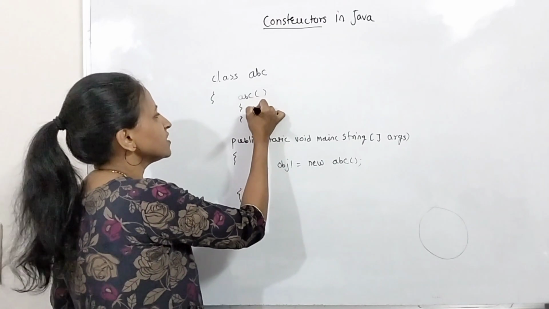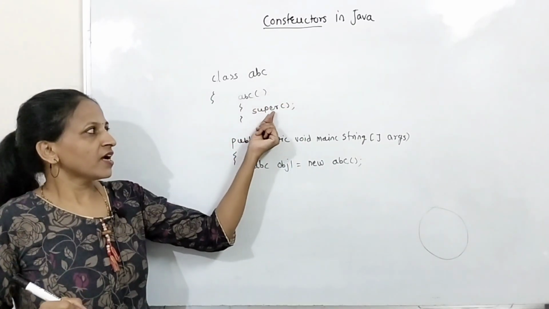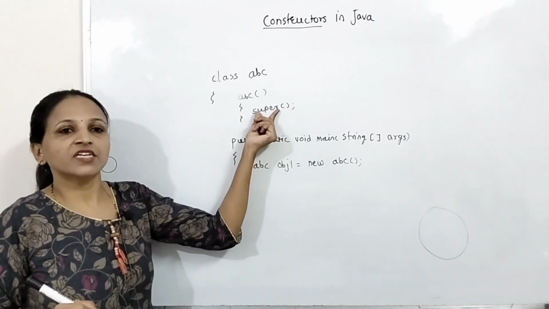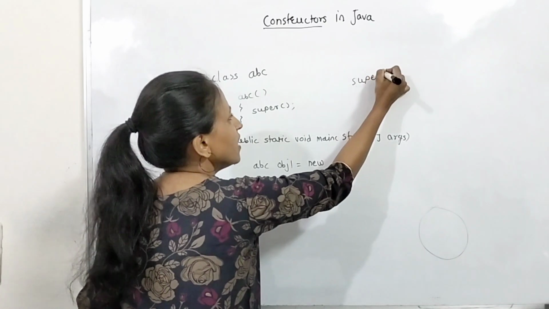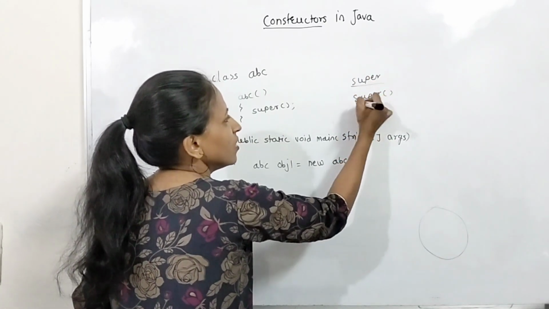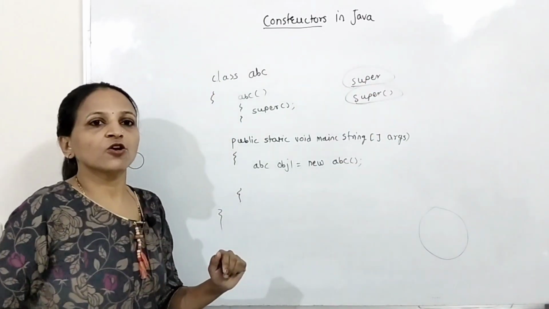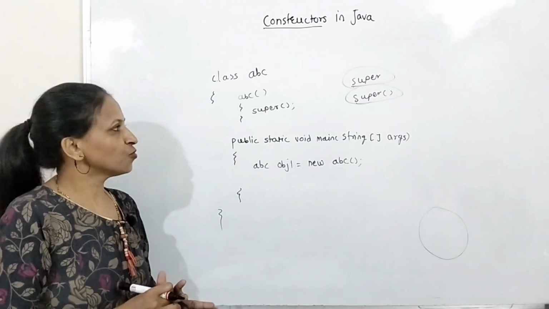And there is one statement like super. Just like a method call I have written super here. There is a super keyword present in Java. Only super, and a super method call. This type of terminology is there in Java, and I am going to explain everything in the coming sessions. Don't worry about that.